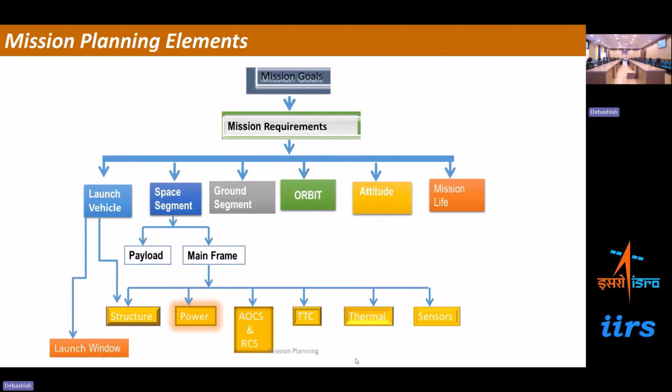So this is the space segment, followed by the parallel activity, the ground segment. That also, how the ground station network should be, how many types of antenna, what all the network support is required. So those things also work in parallel.